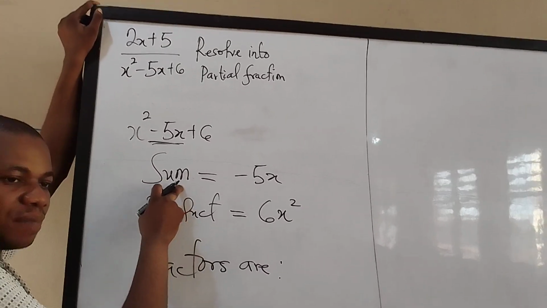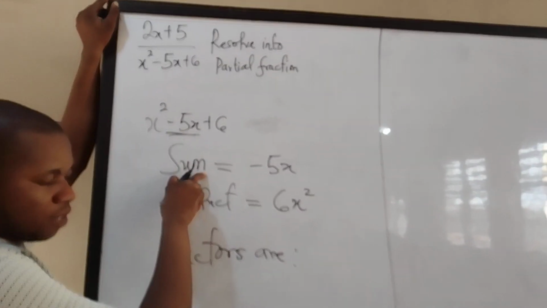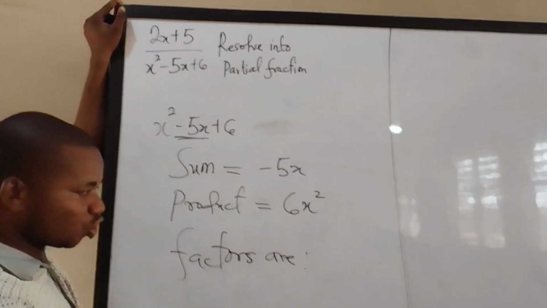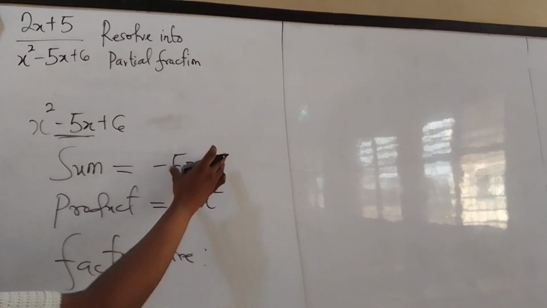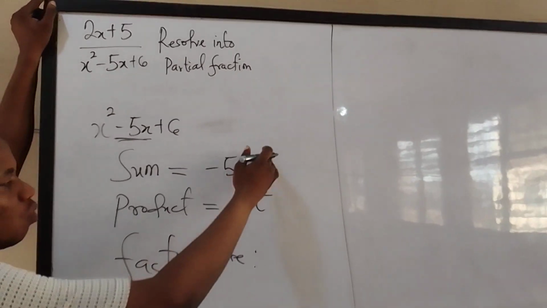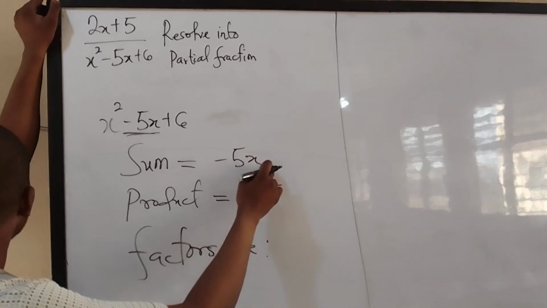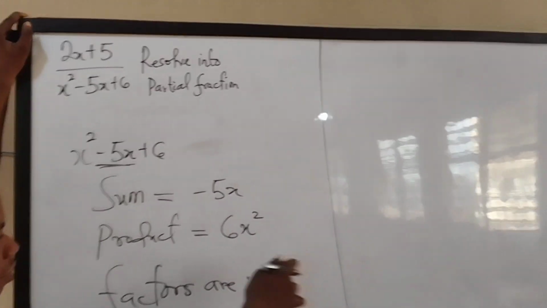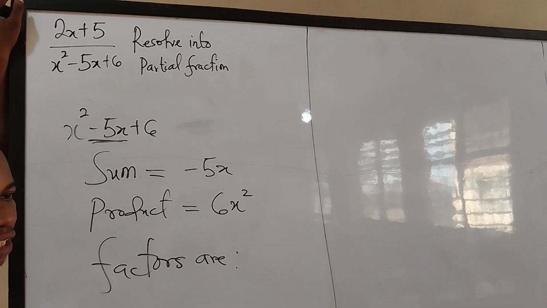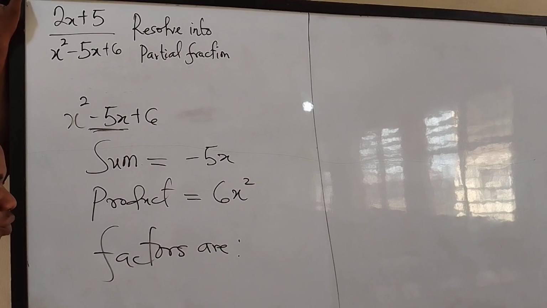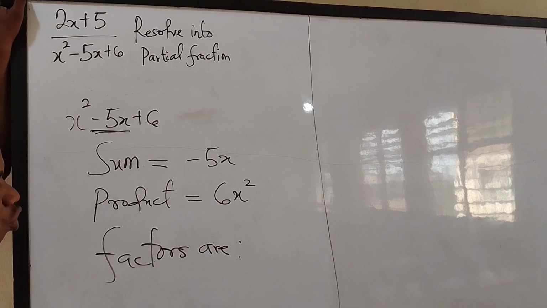How do you get your factors? Like I say, sum means summation. Short form of summation is sum. And sum means addition. So you ask yourself, what are the two numbers that when you add them up will give you minus 5x, and that same two numbers, when you multiply them together, will give you 6x squared. This is where you need to rack your brain. You task your brain. Okay?